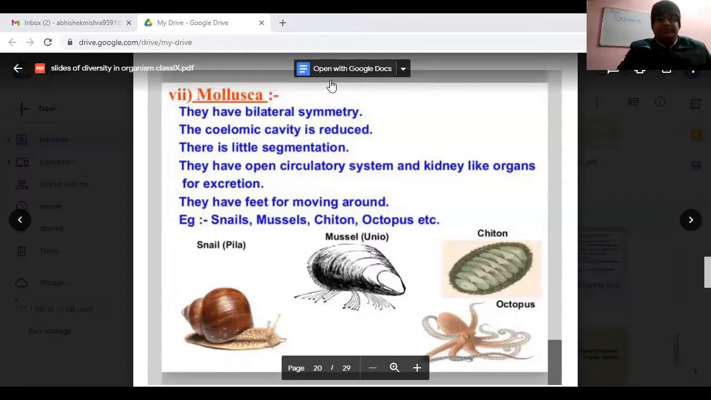Annelida. Very good, Deepshika. Very good. Annelida. So here, the third point, as you asked, what does this segmentation mean, Vinayak? That means the body segmentation is very less. It is not absent. It is present, but it is very less. Did you get it, Vinayak?